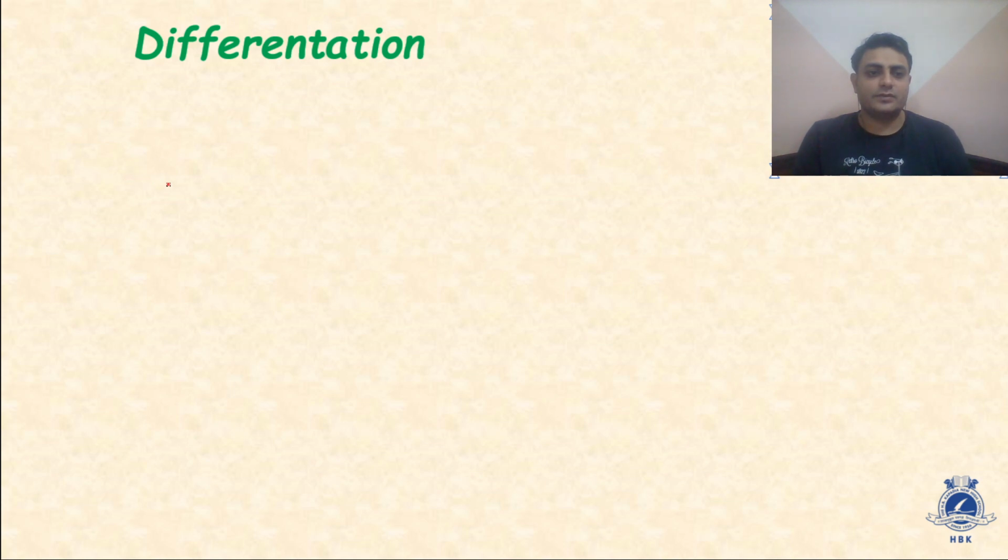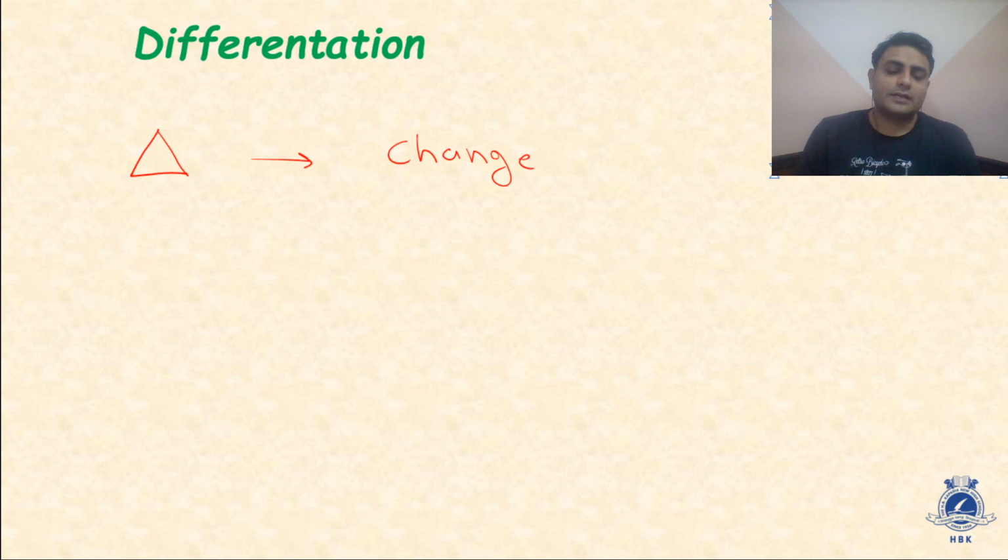This delta indicates change. Actually, it indicates very large change also. So if the changes are very large, we use the delta sign. So always remember delta is the sign for change.